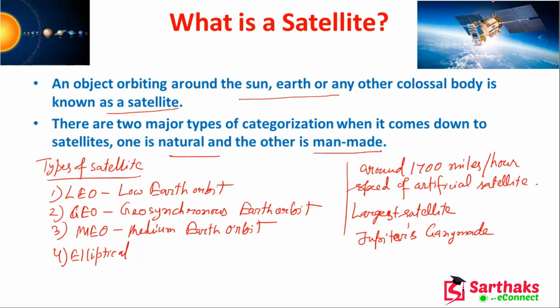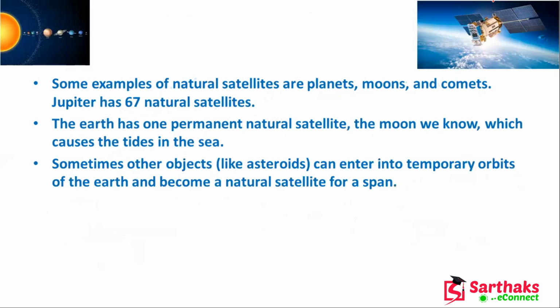Some examples of natural satellites are planets, moons, comets. Jupiter has 67 natural satellites, and the Earth has one permanent natural satellite, that is the moon, and this causes the tides in the sea. Sometimes other objects can enter into temporary orbits of the Earth and become natural satellites.